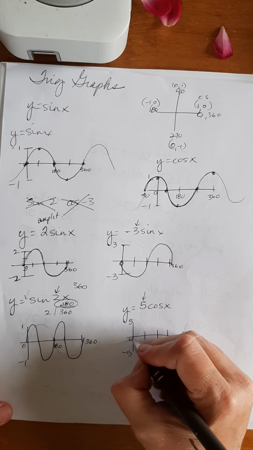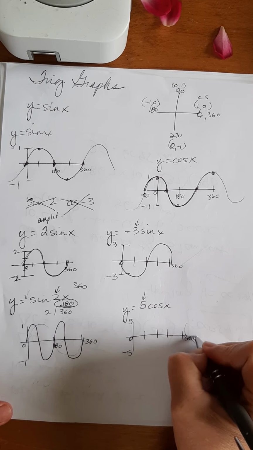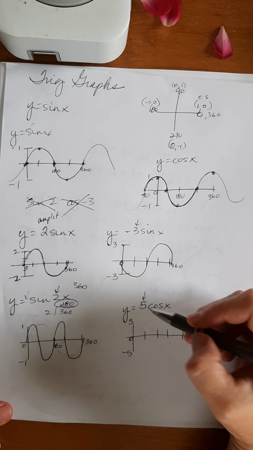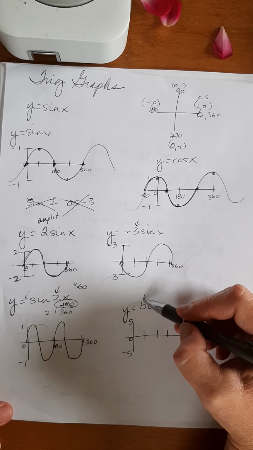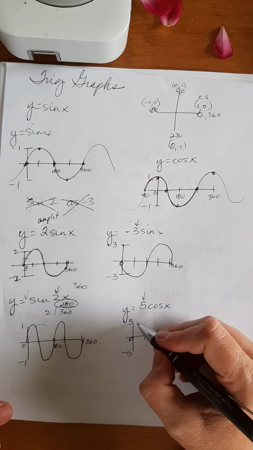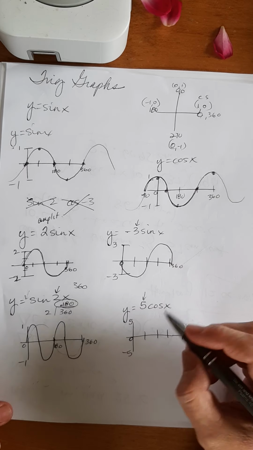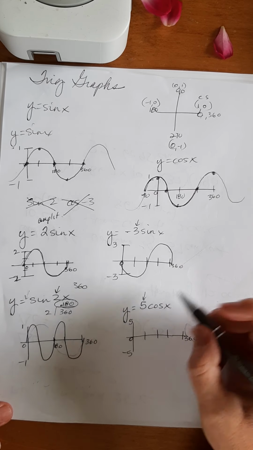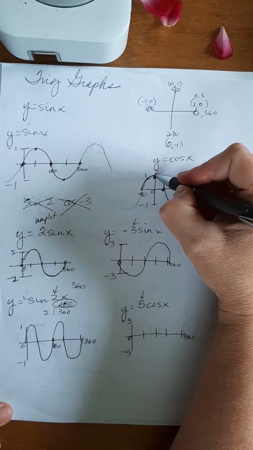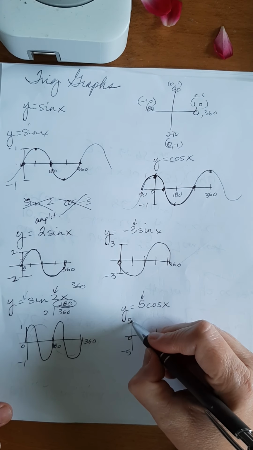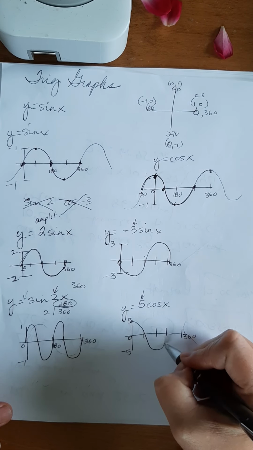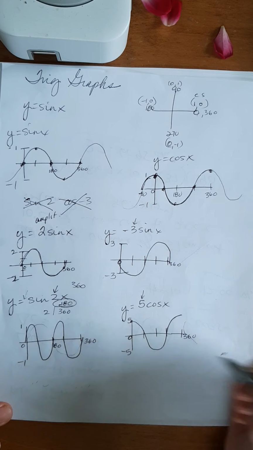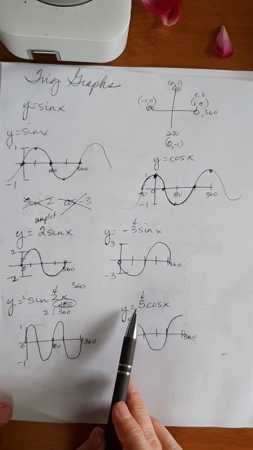Nothing weird there, so still 0 to 360. And the only difference is, since that's the height, it's going to go up 5 and down 5. And remember, cosine starts at the top. It's going to cross and come back up. It just has a height of 5.